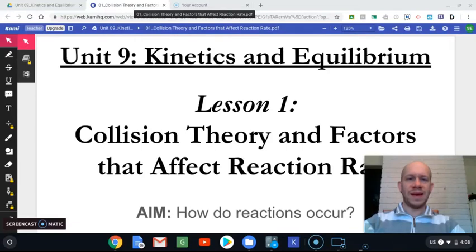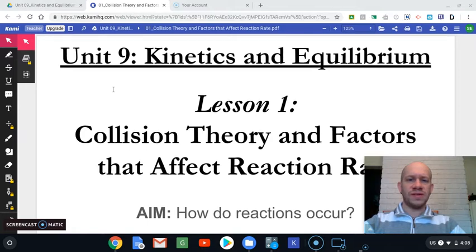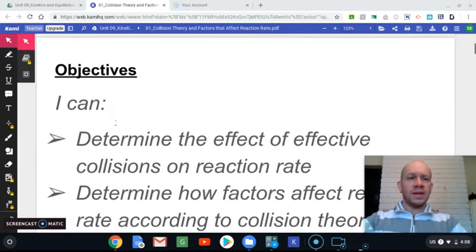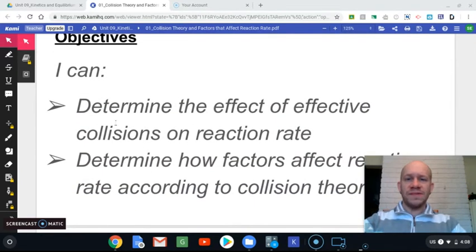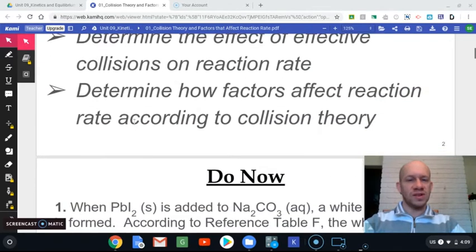This is Unit 9, Kinetics and Equilibrium. Lesson 1, Collision Theory and Factors that Affect Reaction Rate. How do reactions occur? The objectives of this lesson: I can determine the effect of effective collisions on reaction rate, and I can determine how factors affect reaction rate according to collision theory.